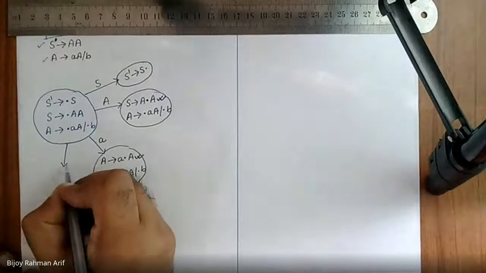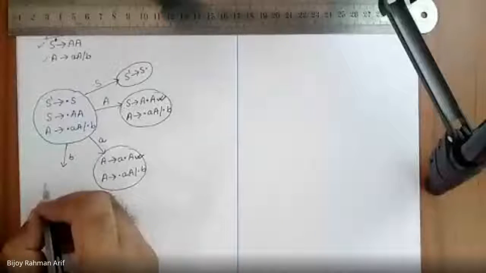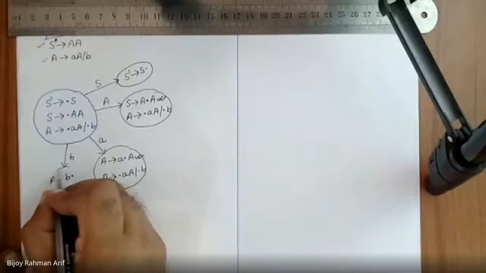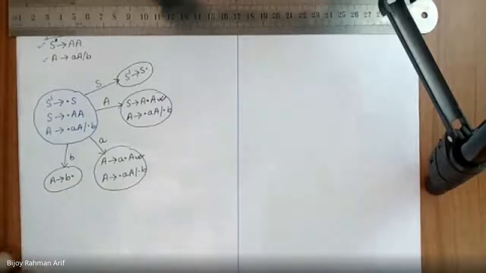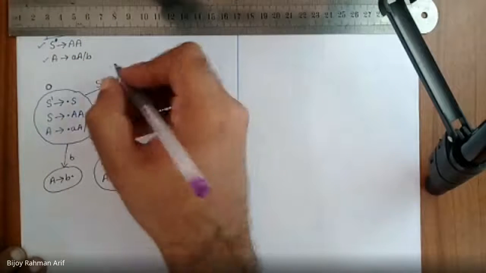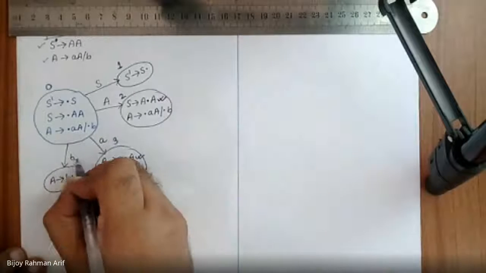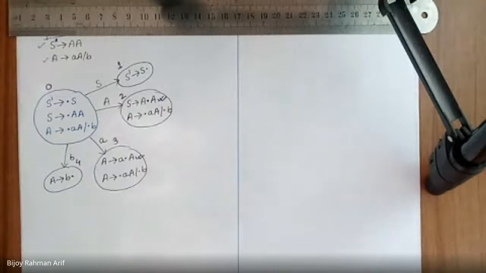Now move on A, this is the case. Move on B, or action on B, what is the case? A derives B dot, and it is the final item. So we don't care anymore because we cannot move any further. Let's number these, it is better to always give numbers. Let's give this 0, this 1, this 2, this 3, this 4. All right, guys?